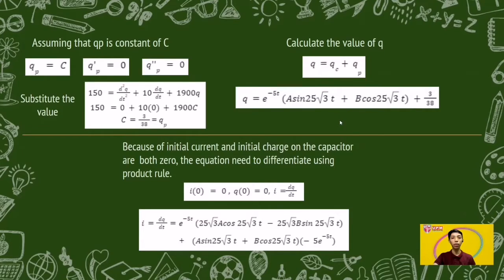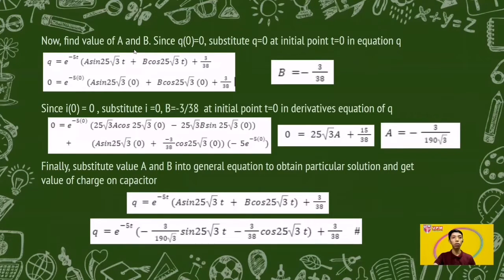To find the values of A and B, we need first to differentiate the Q equation by using the product rule, and this is what we get. Now, find the values of A and B. Since Q is not equal to 0, substitute Q equal to 0 at initial point t equal to 0 in equation Q, and it will give us the value of B, negative 3 over 38.